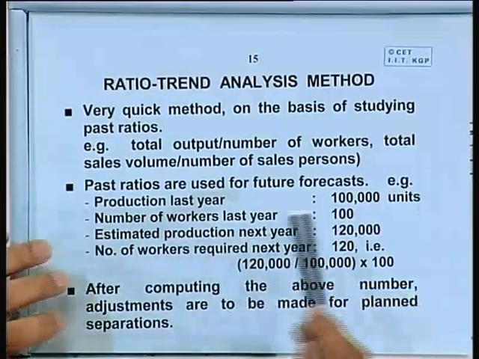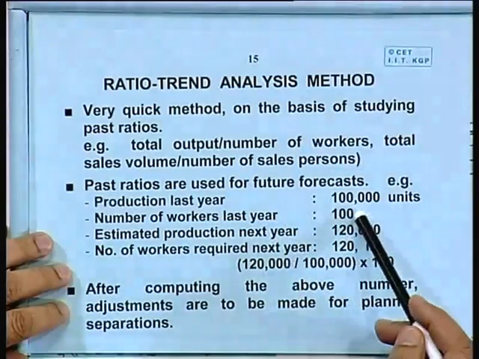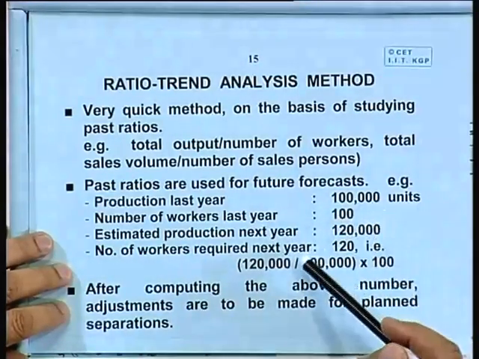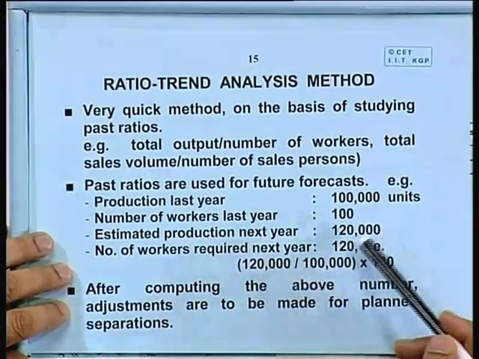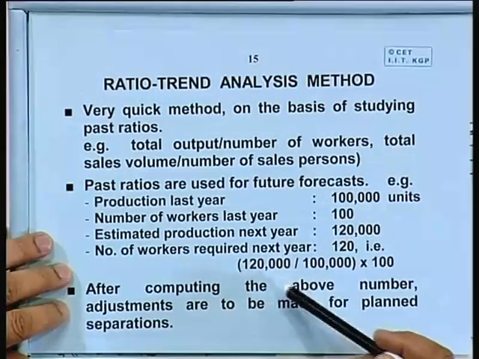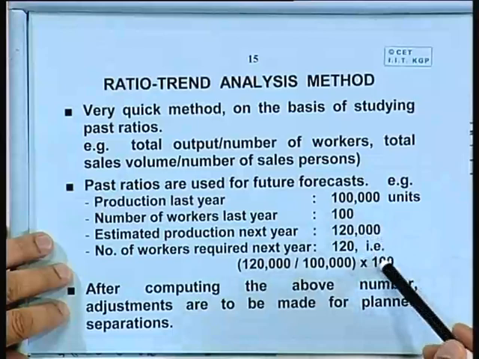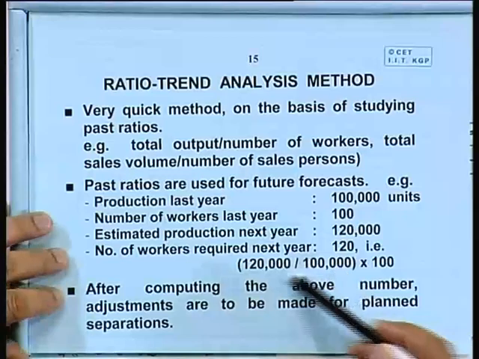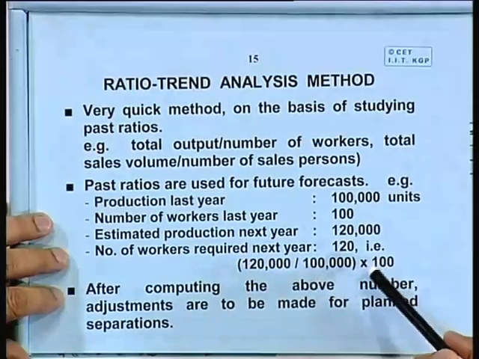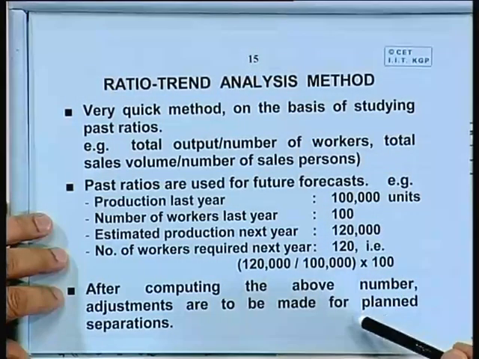So, if production last year is 100,000 units and number of workers last year is 100, and the estimated production next year, if you get a forecast from the production department, is 120,000 units, then number of workers required is 120, that is 120,000 divided by 100,000 multiplied by 100. So, 120. After computing the above number, adjustments are to be made.